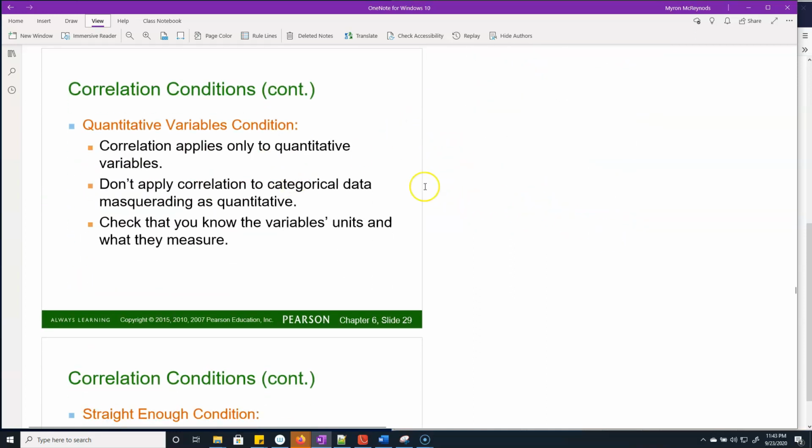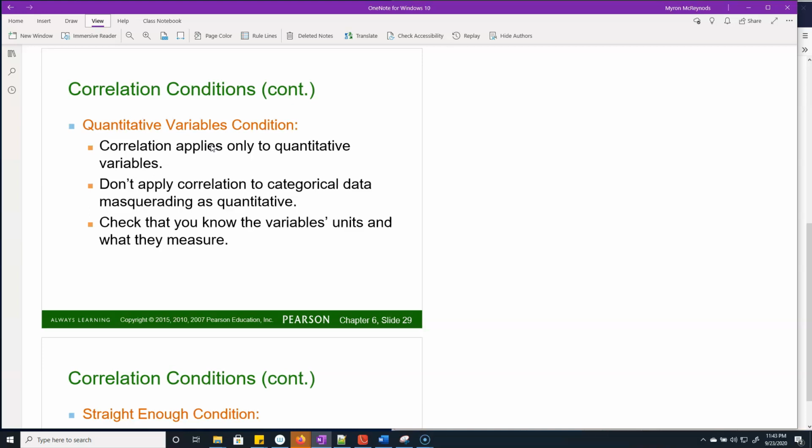So to talk about each one, the quantitative variables condition applies only to quantitative variables. You can't look at the correlation between the color of a car and how many accidents it gets and do correlation on it. You can research it, but it doesn't involve correlation. You wouldn't be able to find a correlation between the two. So you can't apply correlation to categorical data masquerading as quantitative data.